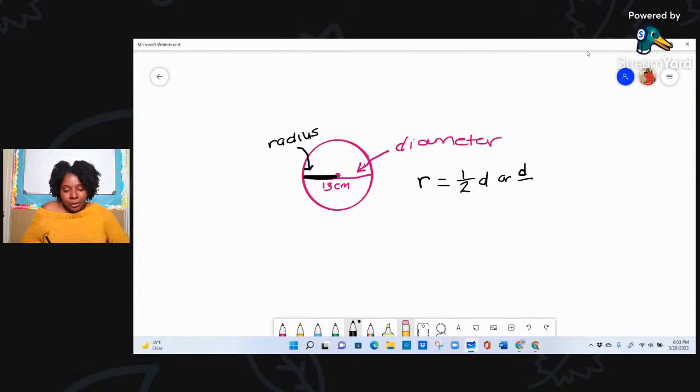So if they tell you that the diameter is 6, what's the radius? If the radius is half of the diameter, if the diameter is 6, what's the radius? What's half of 6? Good. 6 divided by 2 is 3. Okay. If the diameter is 12, what's the radius?